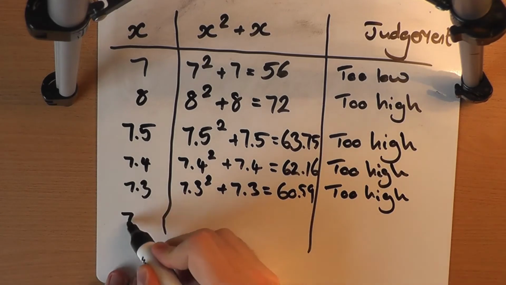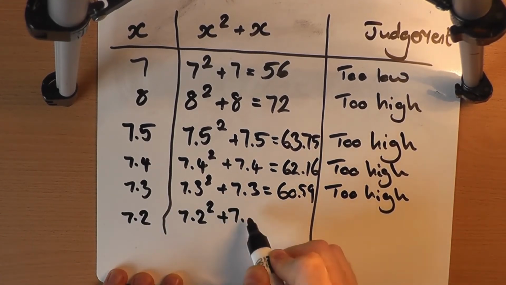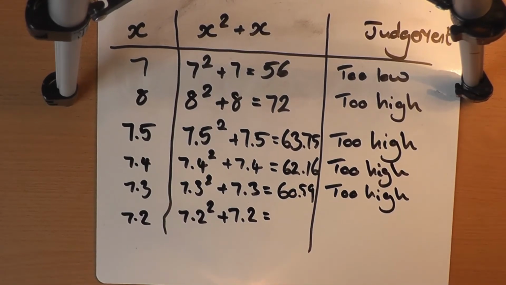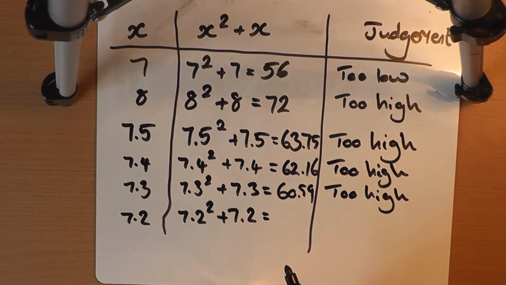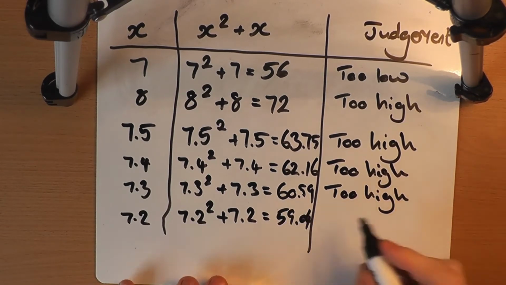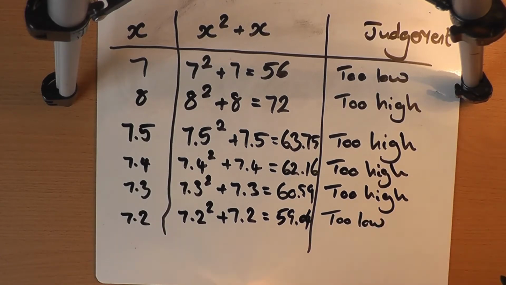So I'm going to go down again, 7.2. Maybe this is the big one. Maybe this is the one that will work. 7.2 squared plus 7.2 equals, pop that in your calculator, and we get 59.04, which is a little bit too low. And that seems to suggest that there is a problem, because we were aiming for exactly 60.